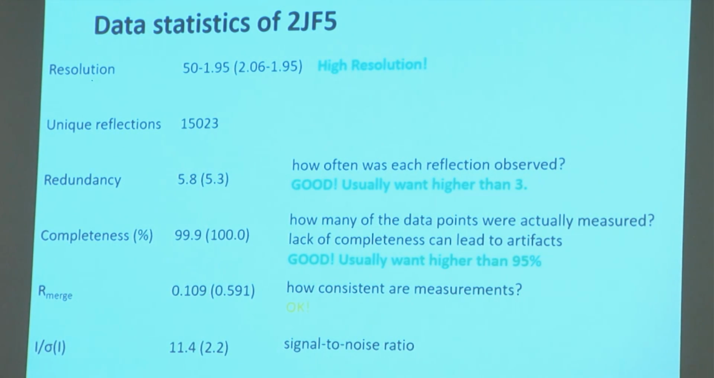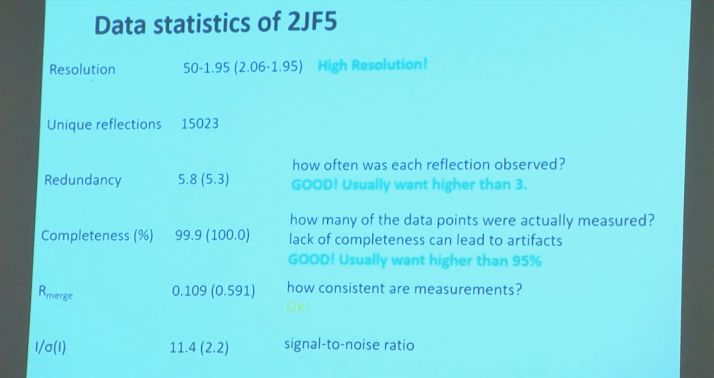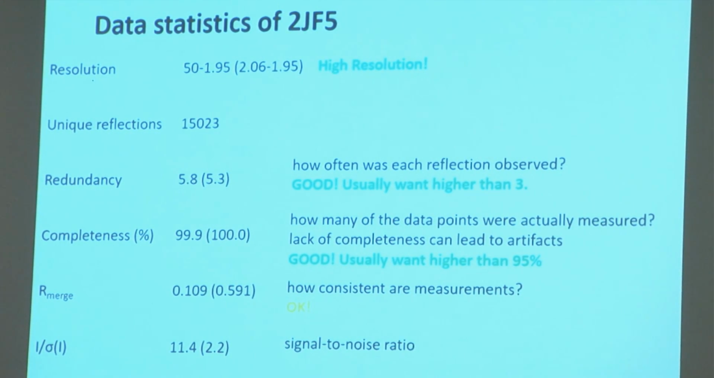R merge is an indicator of how consistent measurements are. So this is a measure of the difference between different measurements for the same reflection. If you look at the intensity for the same reflection a number of times, it's taking the standard deviation of that. So you want as low a number as possible. Usually you want it to be about 1/10 of the resolution of your crystal structure, which is 0.2 angstroms in this case.